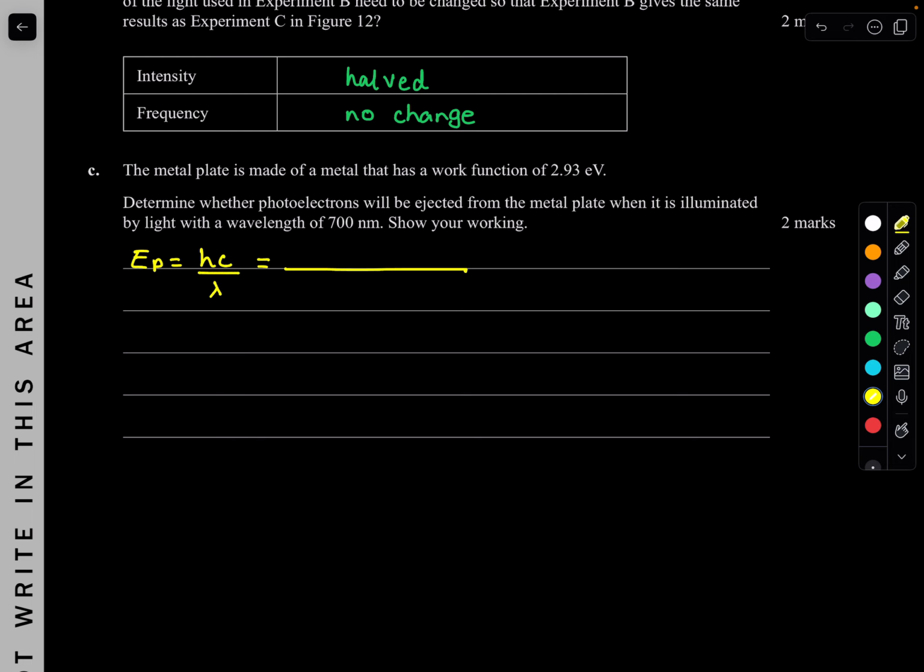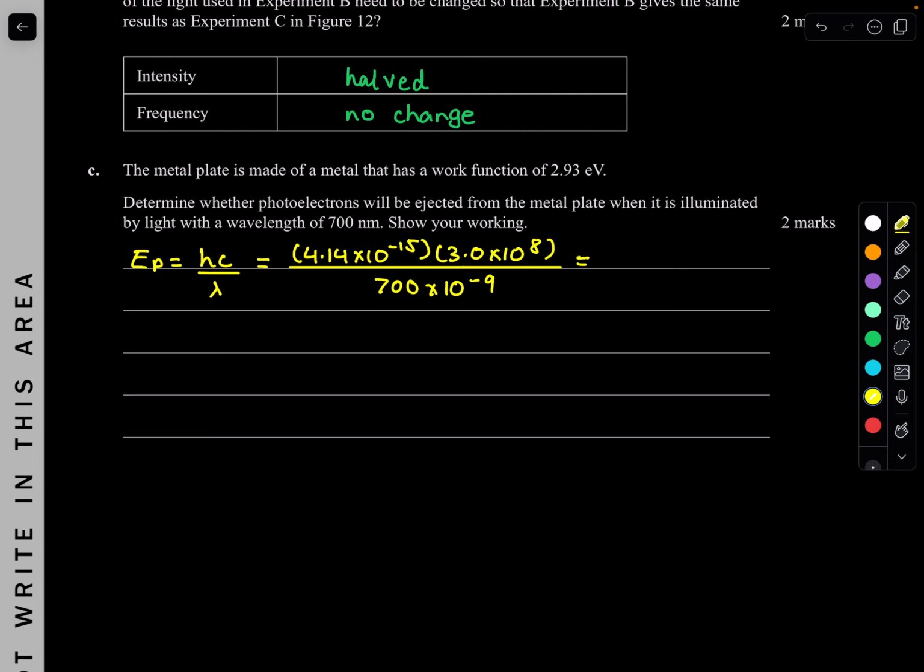So h, looking at my summary sheet, is 4.14 times 10 to the negative 15. Times your speed of light, all being divided by your wavelength, which is 700 nanometers. Let's check that.